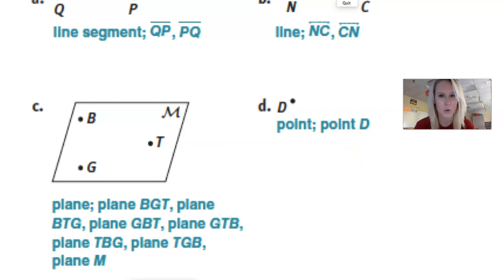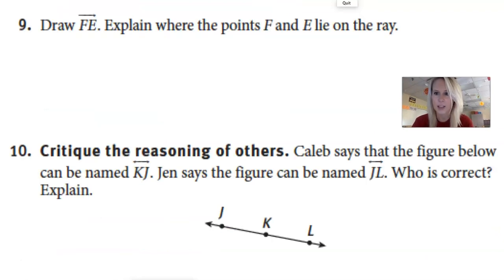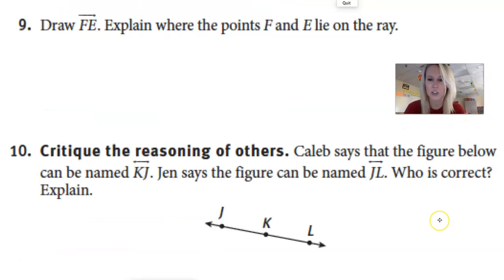So let me know if you have any questions on how to name them. Otherwise, we're going to move on to our last part. So we have 9, 10, 11, and 12, kind of a check for understanding. Some of it includes some writing, some of it includes some drawing. So let's see if you can try 9 through 12 and then press pause and we'll go over our final answers.